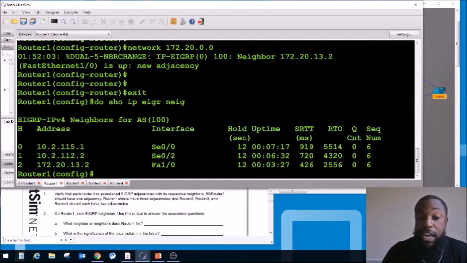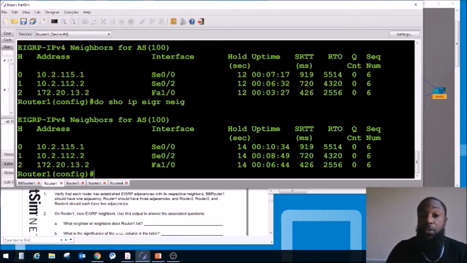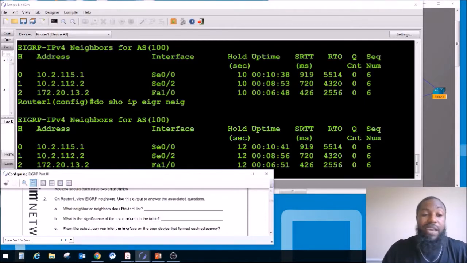Sometimes it's called a dead timer. That's the significance of that. If we do it again, you'll see, okay, 14 seconds. If we haven't heard from him in 14 seconds, he's dead. Do it again. In 10 seconds, I heard from him. In 12, it went back to 12 because we heard from him in the hellos. If we do debug, you'll see the hellos coming in, but I don't want to do that because the screen will look all messy.